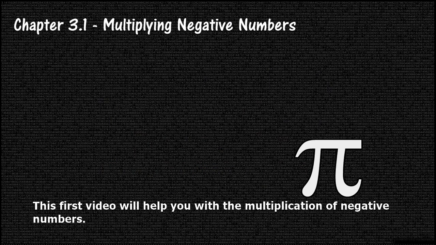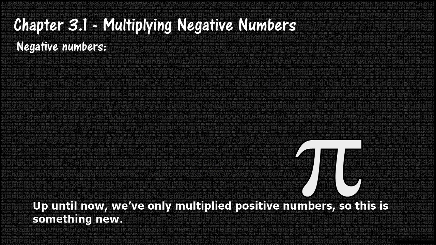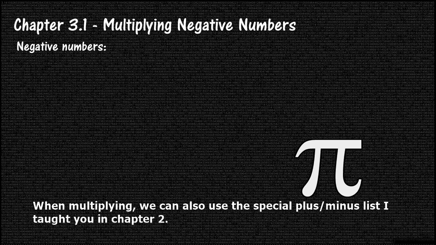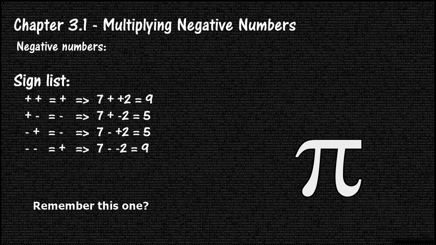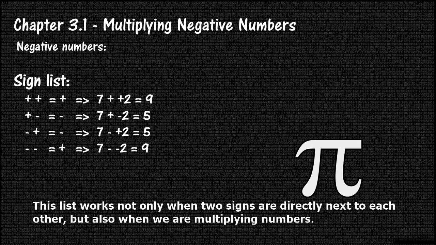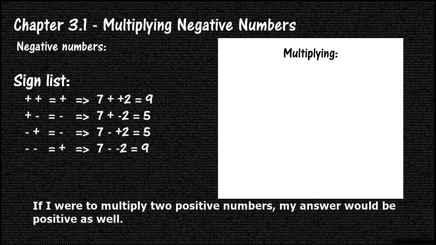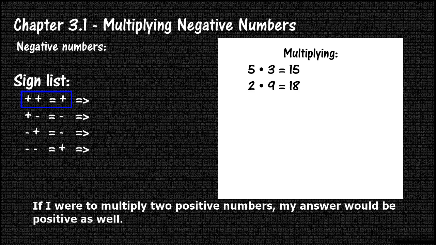This first video will help you with the multiplication of negative numbers. Up until now, we've only multiplied positive numbers, so this is something new. Luckily, it's not that hard. When multiplying, we can also use the special plus-minus list I taught you in chapter 2. Remember this one? This list not only works when two signs are directly next to each other, but also when we are multiplying numbers. If I were to multiply two positive numbers, the answer would be positive as well.